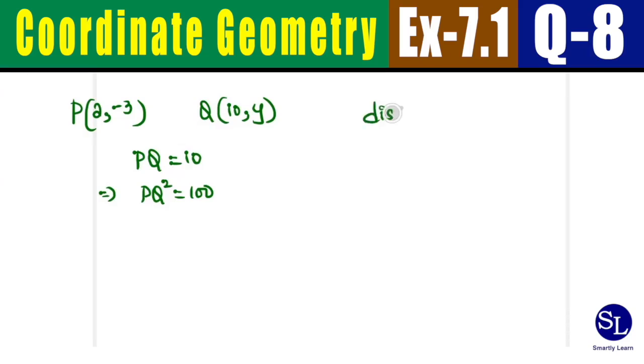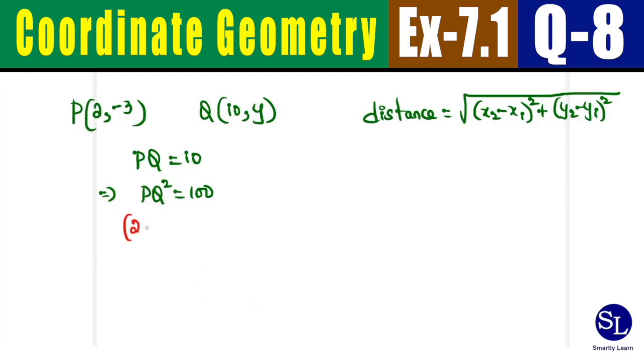So write the distance formula once for the exam perspective. Distance is going to be equal to square root of (x2 minus x1) the whole squared plus (y2 minus y1) whole squared. So now that we've written the formula once, we can simply start using it. So PQ squared is going to be (2 minus 10) the whole squared plus (-3 minus y) the whole squared is equal to 100.